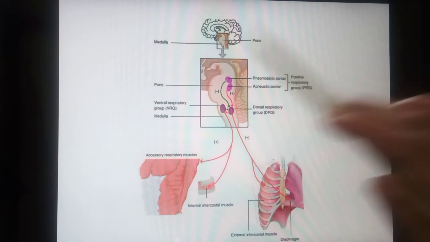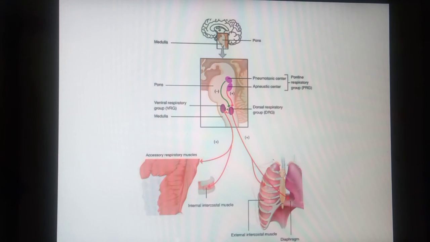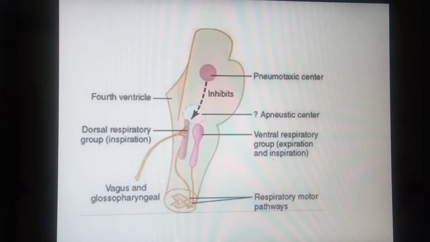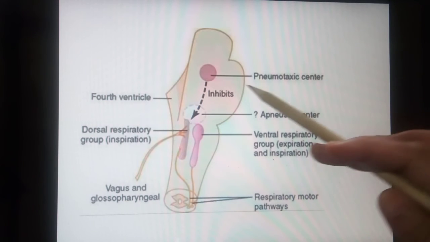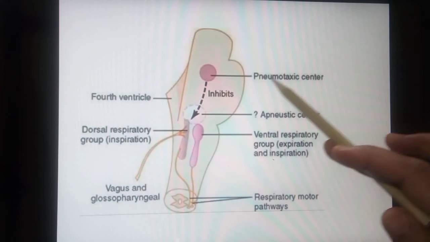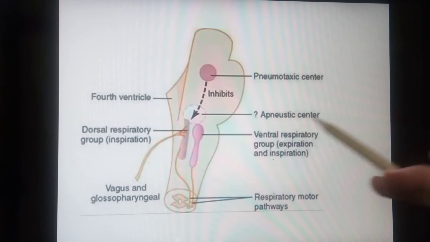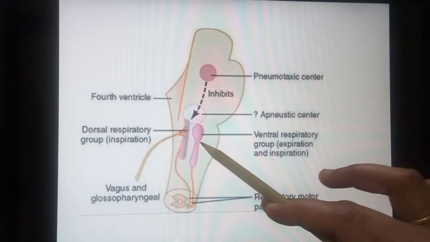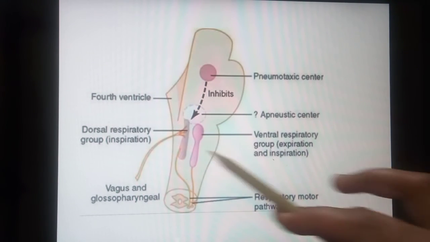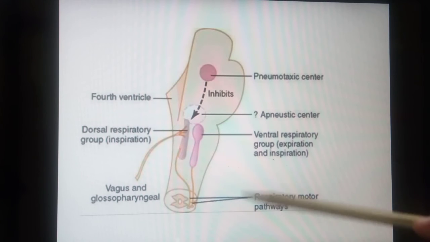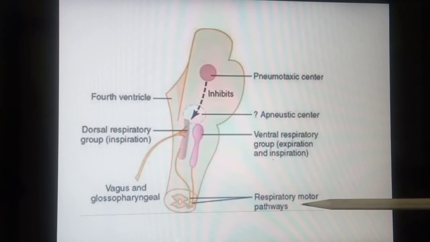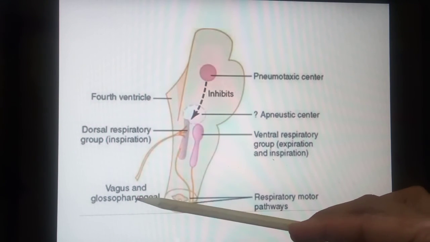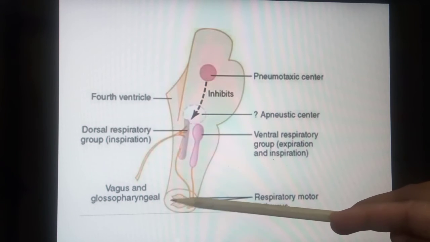So the VRG is responsible for this. Understand these two points? Okay, this is also a structure. This is the pneumotaxic center, this is the apneustic center. Okay, these two, and this is the ventral respiratory group, this is the dorsal respiratory group, and this is the respiratory motor pathway, and this is the vagus and glossopharyngeal.